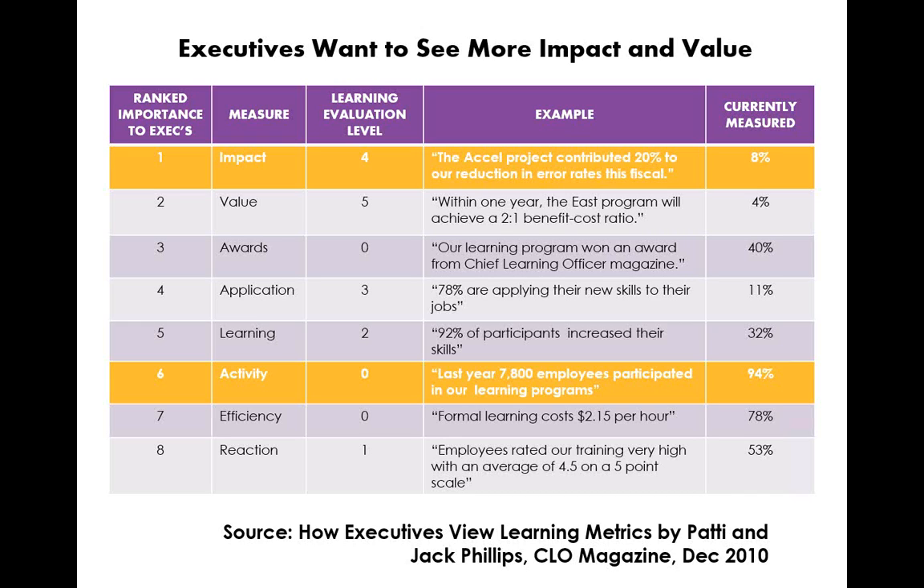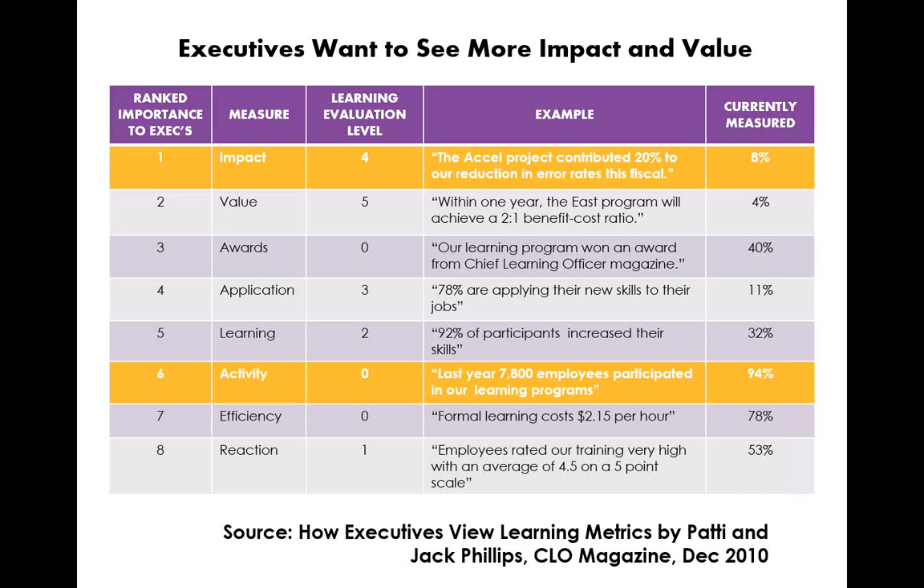Executives want to see the impact, and that's the Kirkpatrick level 4. They want to see the business impact. Only 8% of organizations were getting there. And number 2 was value. That's the Phillips level 5. That's what he added to the Kirkpatrick model, and only 4% of organizations were getting there. Executives thought activity was the 6th most important. It's not even on the Kirkpatrick Phillips measurement, and 94% of organizations were measuring that.